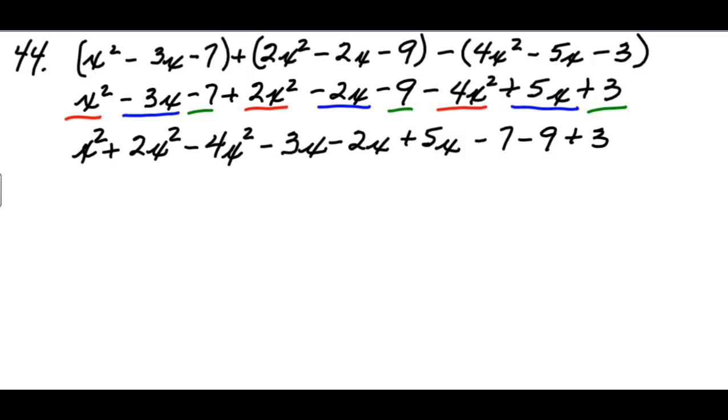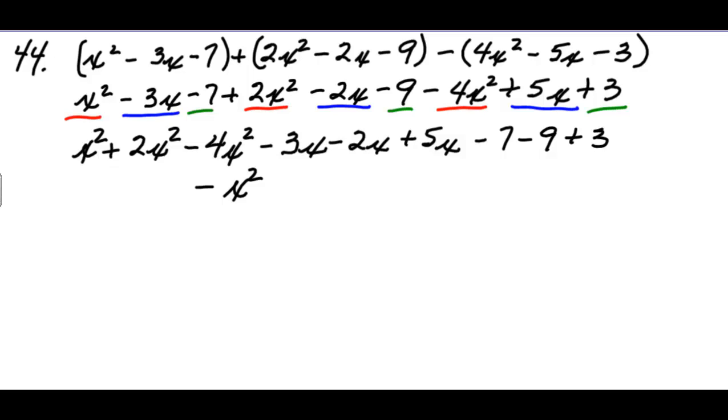Combining these first three, x squared plus 2x squared gives me 3x squared, but now I have a negative 4x squared. Positive 3x squared, negative 4 gives me a negative x squared. In my next set, I have a negative 3x, a negative 2x. That gives me a total of negative 5x. If I balance that off with a positive 5x, that gives me 0. I really don't even have to write that down, so I'm going to leave that blank and go with my constants.